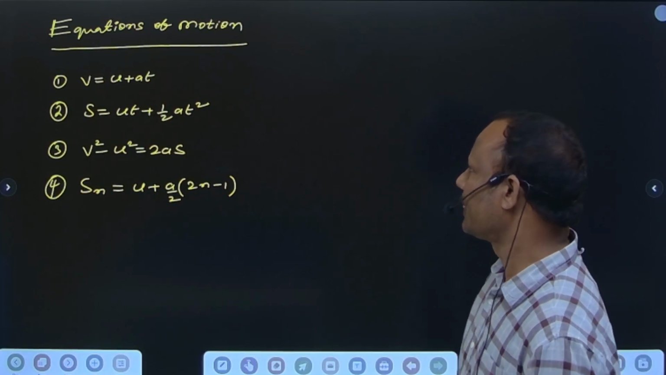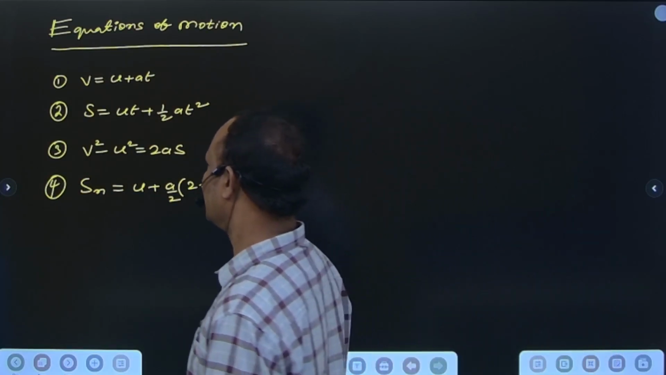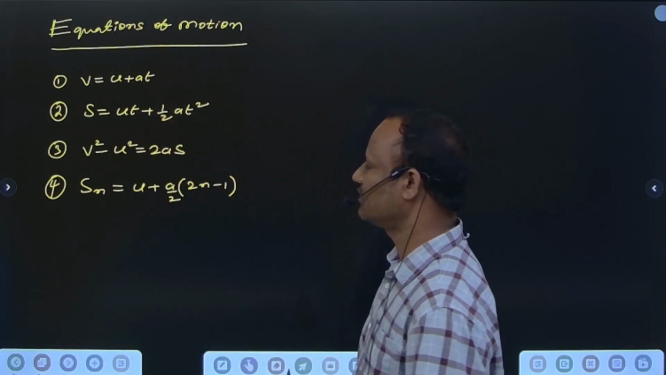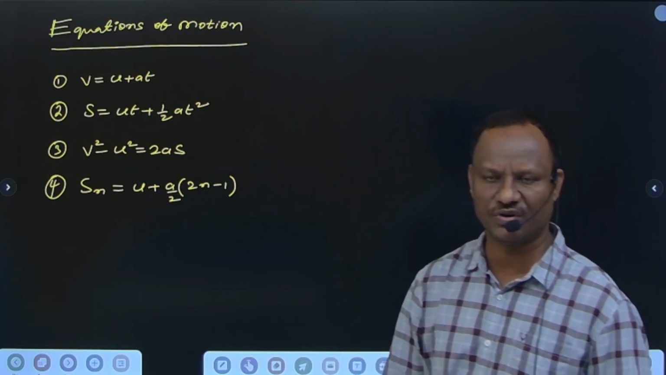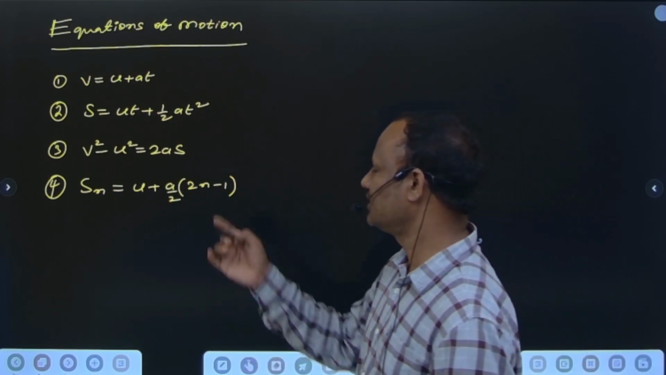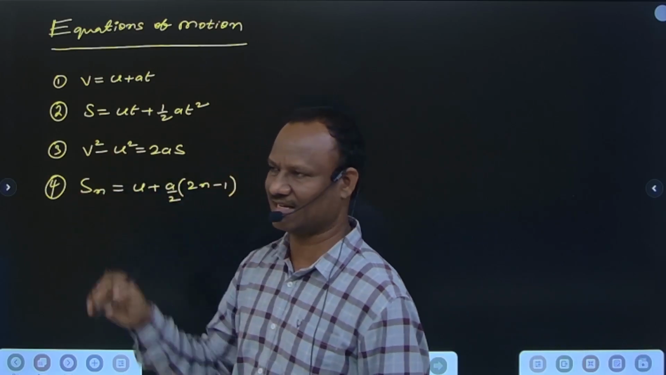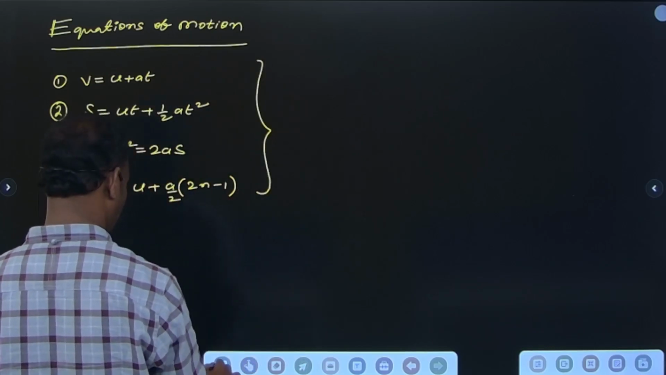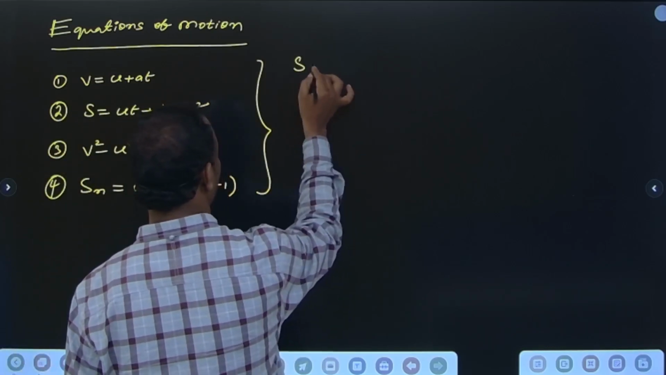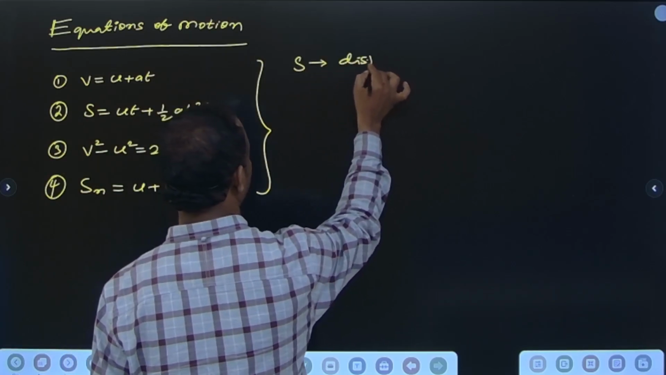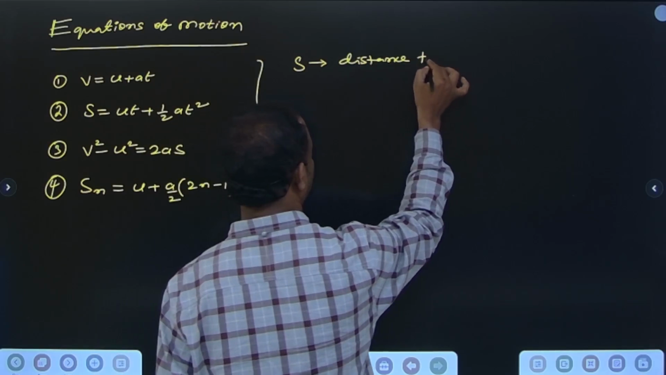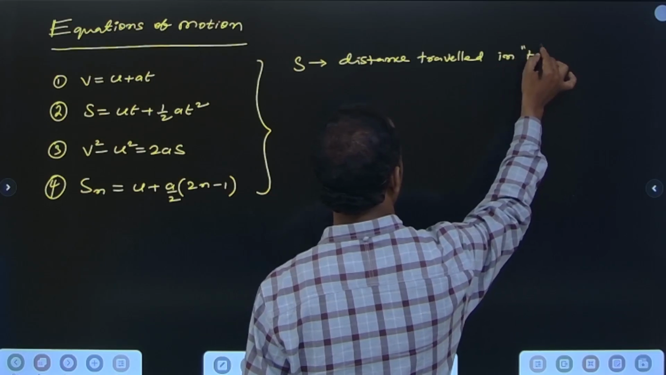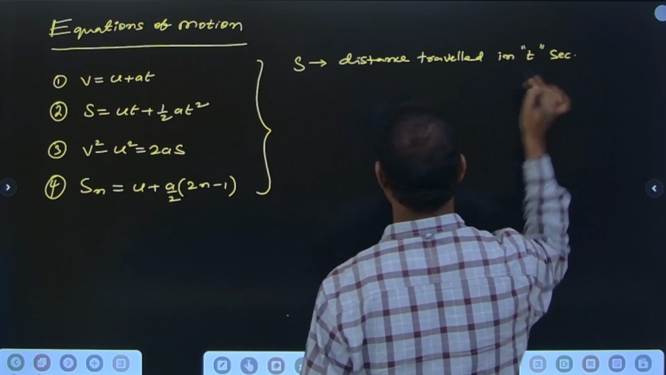For the equations of motion, V = U + AT: V stands for final velocity, U stands for initial velocity, A stands for uniform acceleration. Be careful on this one. S is the distance traveled in t seconds.